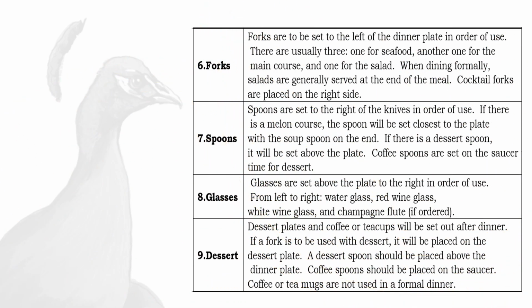Number 7, spoons. Spoons are set to the right of the knives in order of use. If there is a melon course, the spoon will be set closest to the plate with the soup spoon on the end. If there is a dessert spoon, it will be set above the plate. Coffee spoons are set on the saucer.